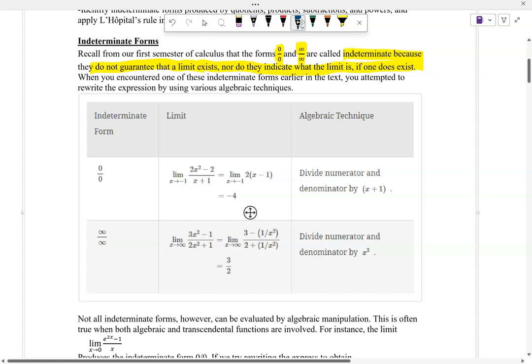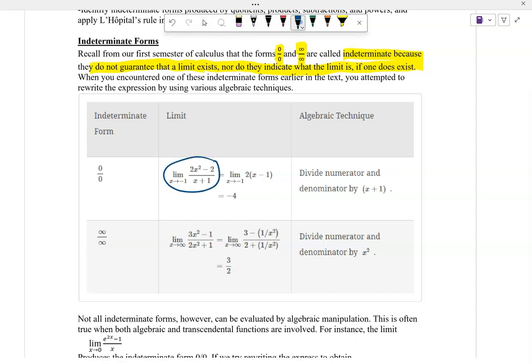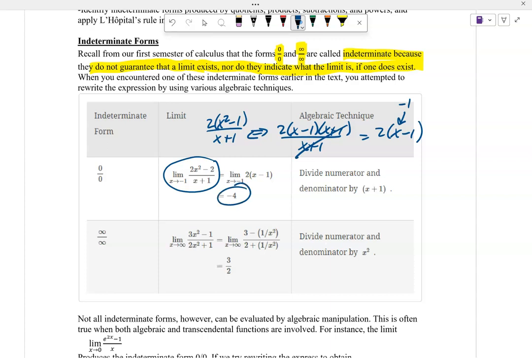If you throw in -1 here, notice you get 0 over 0. And so what we did is we did some algebraic approaches. We factored the numerator, and we said, well, you know what? This rational function behaves just like this linear function. It just doesn't have a hole in it. And then we plugged the -1 in, right? And we would get our solution.